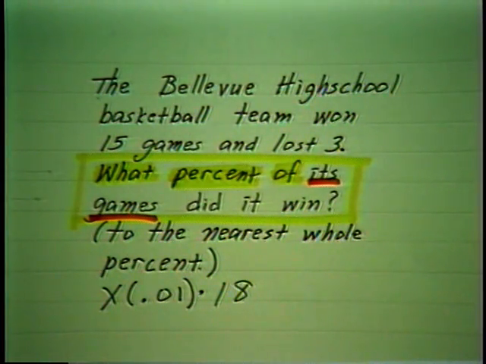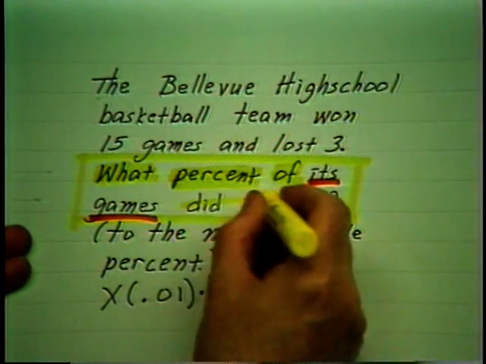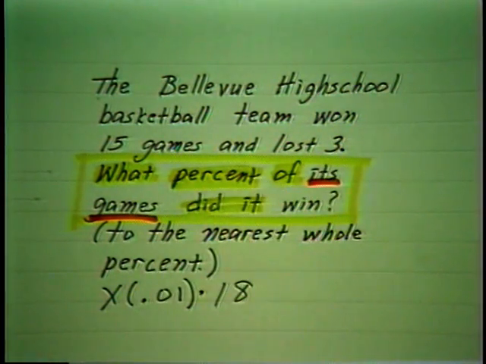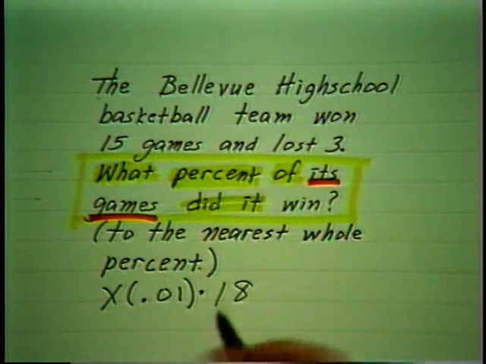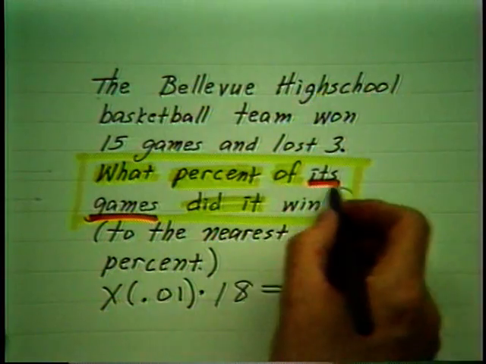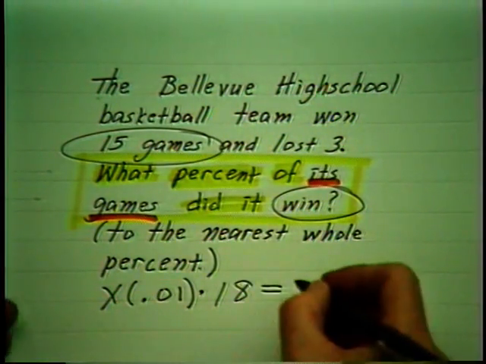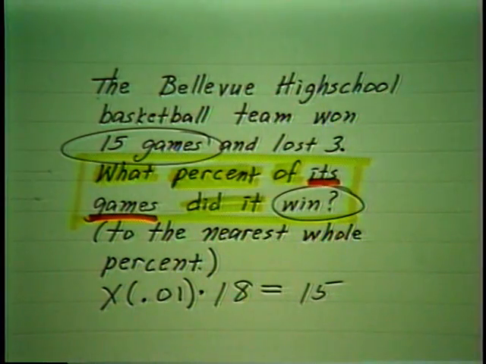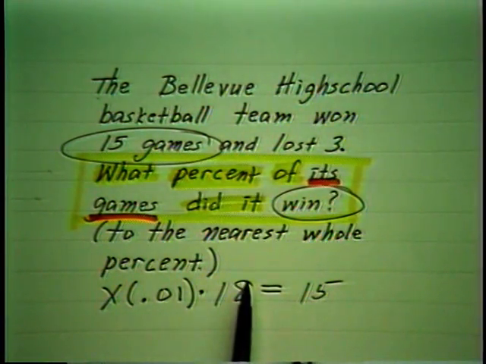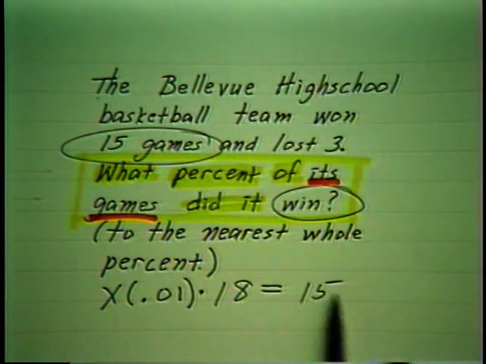Now again, don't let this phrase fool you. Did is a past tense of the word is, so that's equals. And win, well, that's the 15 games. So what percent of total games was the wins? Once you get used to it, it's really very simple.